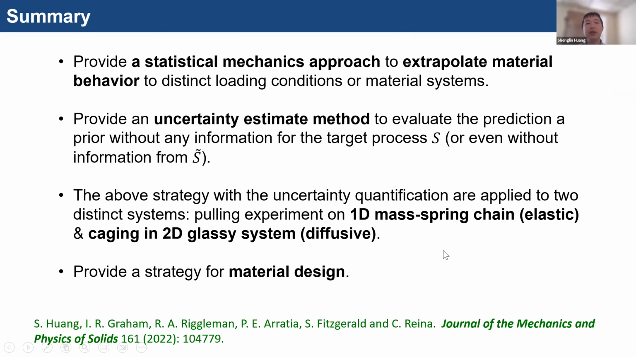So in summary, we have a statistical mechanics approach to extrapolate material behavior. This uses hyperdynamics, which actually uses importance sampling as its essence. We also provide a UQ method to estimate the uncertainty of this prediction, which has never been done before. And finally, the strategy can be applied to very distinct systems. One is an elastic system, one is a diffusive system, and it also provides a strategy for material design in future study. This work was also published last year in JMPS.